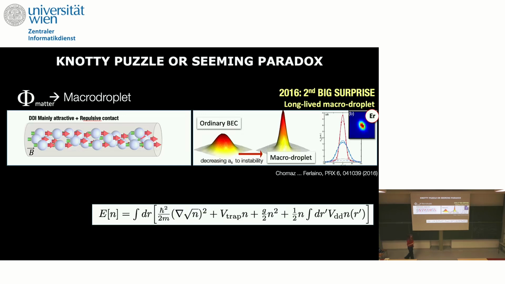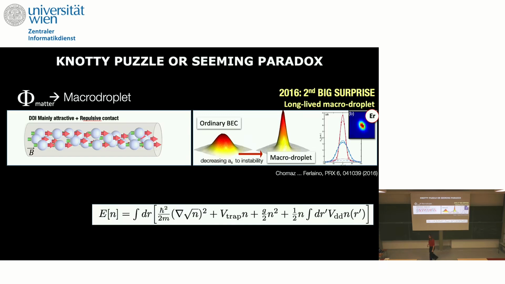Why in chromium this type of phenomenon was not observed is because the dipolar interaction was too low with respect to our system. So before entering this Lee-Huang-Yang regime, they were suffering from very strong three-body losses. So they were losing the atoms inelastically before the Lee-Huang-Yang was popping up.